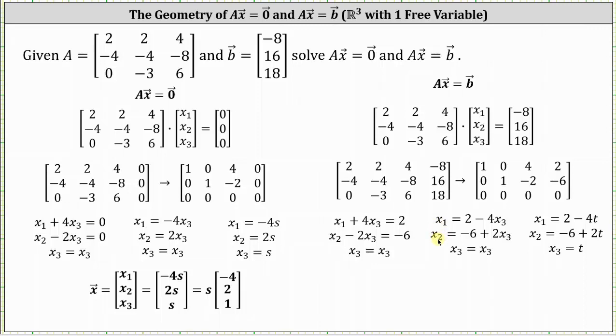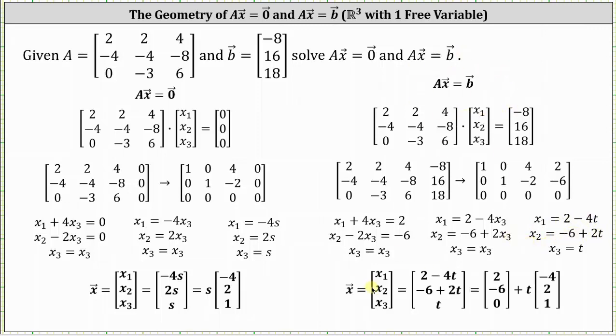And then to parameterize the solution, we can let x sub 3 equal t, where t is any real number, and therefore x sub 1 equals 2 minus 4t, x sub 2 equals negative 6 plus 2t. Which means the solutions to the non-homogeneous equation are all the vectors x, where x sub 1 equals 2 minus 4t, x sub 2 equals negative 6 plus 2t, and x sub 3 equals t.